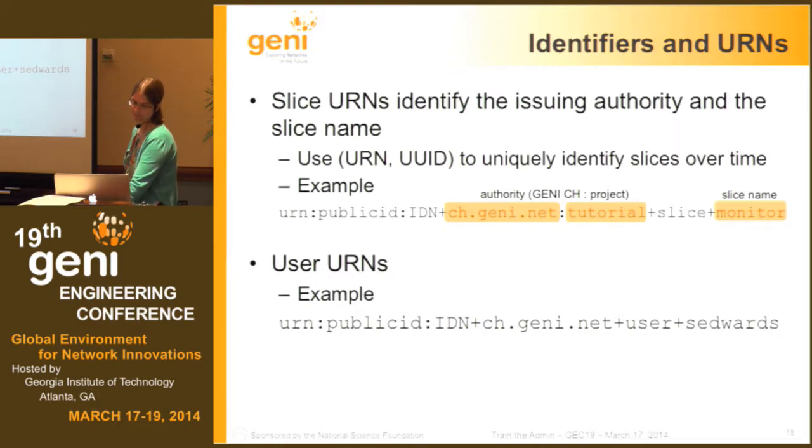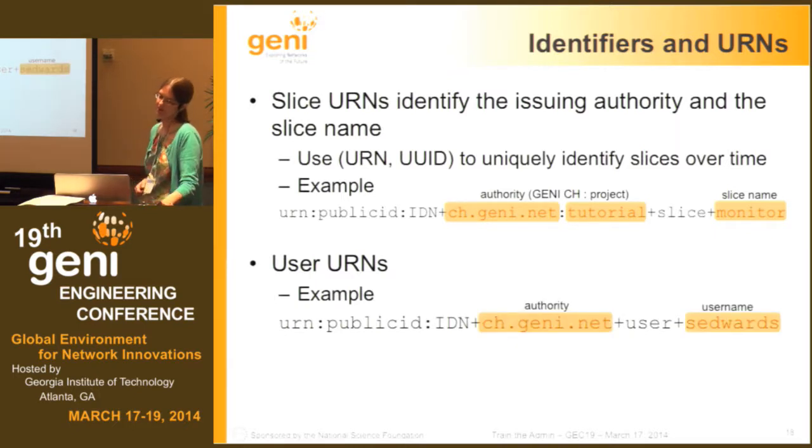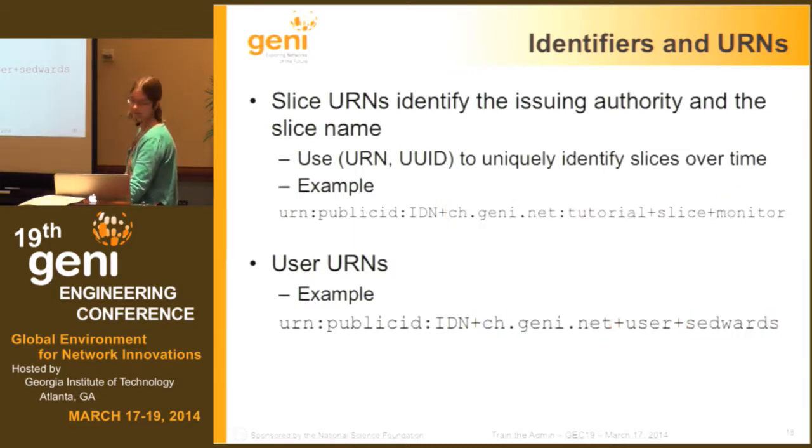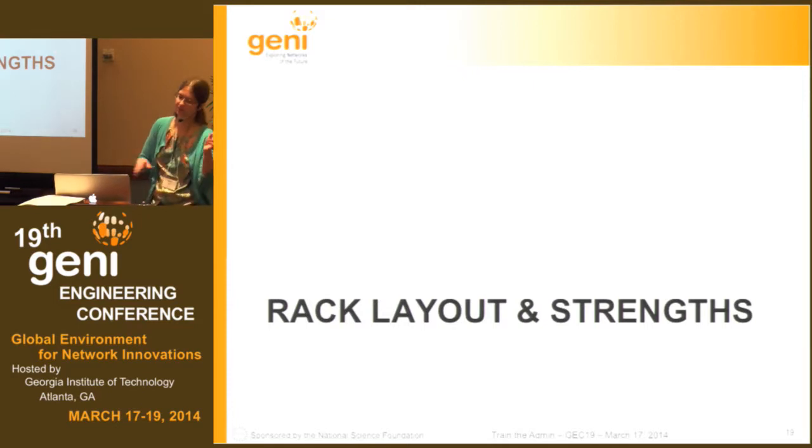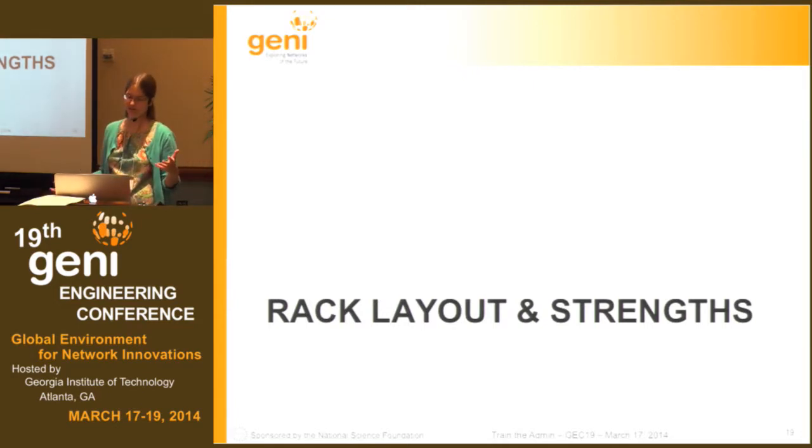And likewise, just by looking at a user URN, you can not just see the username, but you know what authority issued that URN, right? So these are the identifiers that are in certs and creds that are shared throughout the Federation. All right, so that's who can get accounts. And then the question is, what are they getting access to?